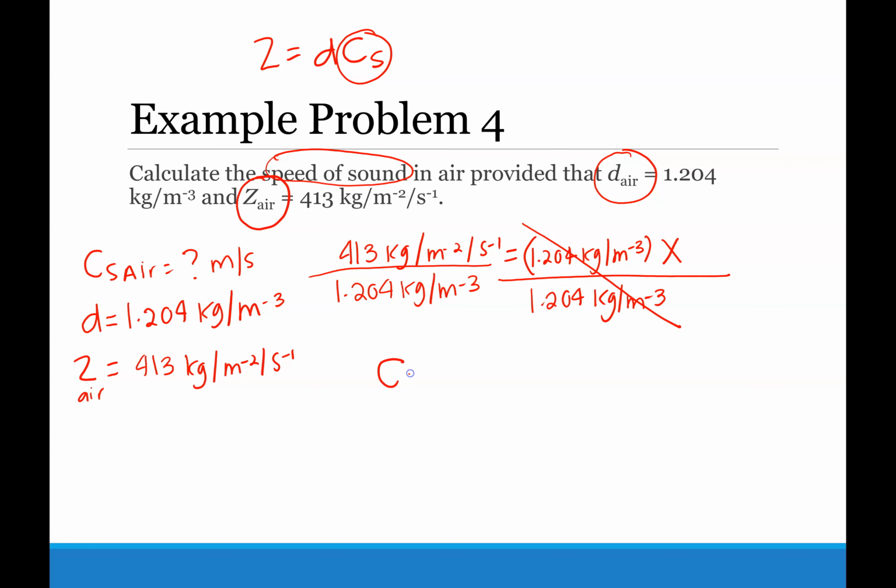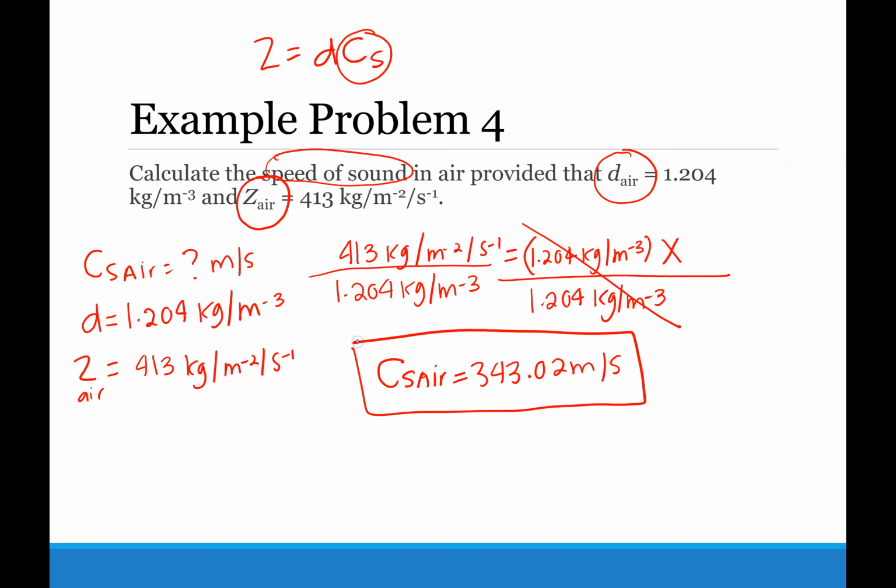343, so C of S in air, equals 343.02 meters per second. Let me know if you have any questions about example problem 4.